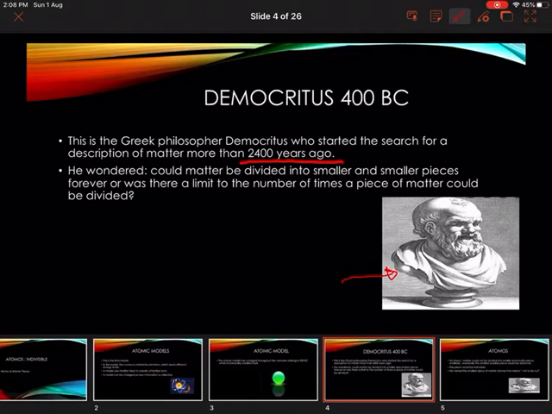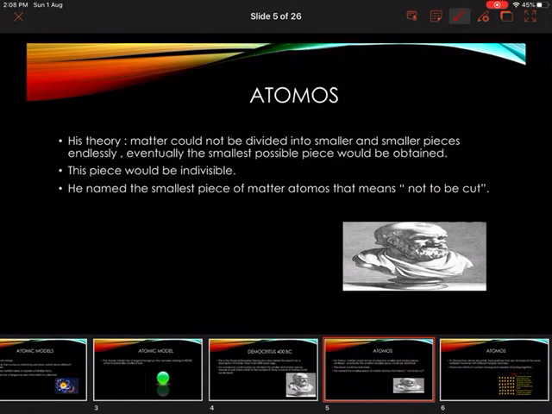He asked himself, could matter be divided into smaller and smaller pieces endlessly without any limit, or is there a limit to the number of times a piece of matter could be divided? This was his main concern and question. He proposed a theory: matter could not be divided endlessly. Eventually, the smallest possible piece would be obtained. This piece would be indivisible, which is the atomos. He named the smallest piece of matter atomos, which means not to be cut.